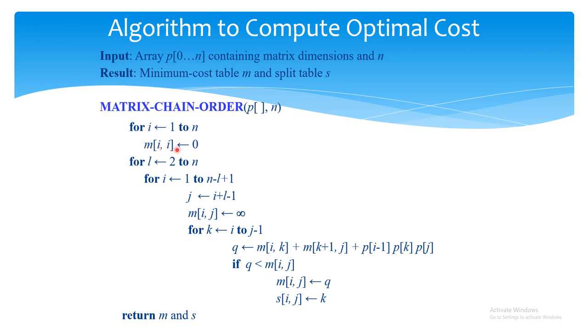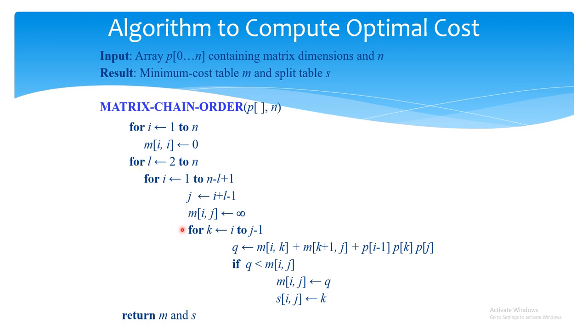Mij is equal to 0. So here the loop is for i equal to 1 to n. So n is what? The number of matrices. So M11, M22, M33, M44, and so on. And for all these looping concepts, all these loops, for what purpose have they been used?